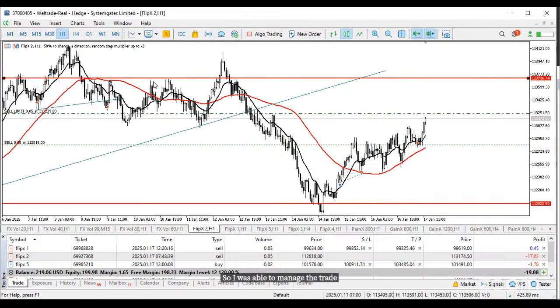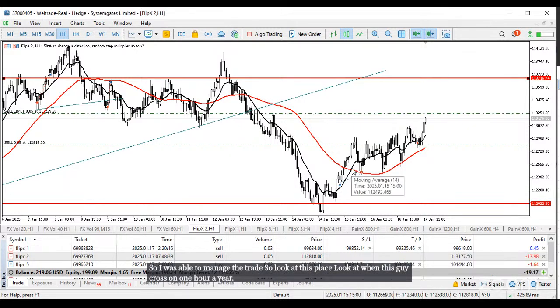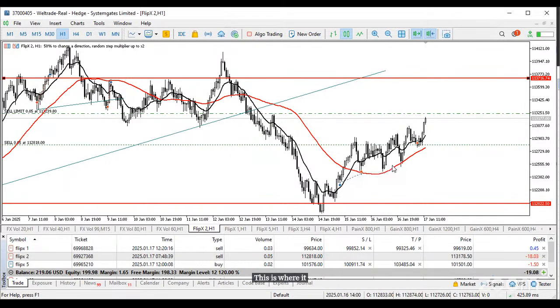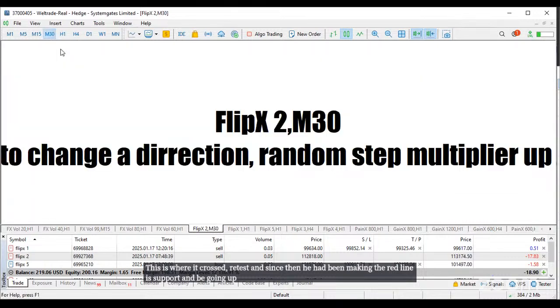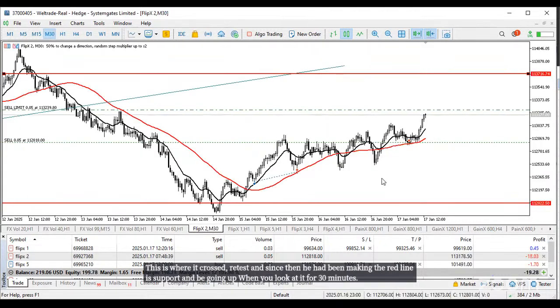So look at this place. Look at when this guy crossed on 1 hour here. This is where he crossed, retested, and since then he has been making the red line a support and going up. When you look at it on 30 minutes, when I want to do the crossing, I prefer to do it in 30 minutes for quick entry. Look at it, this is where it crossed.